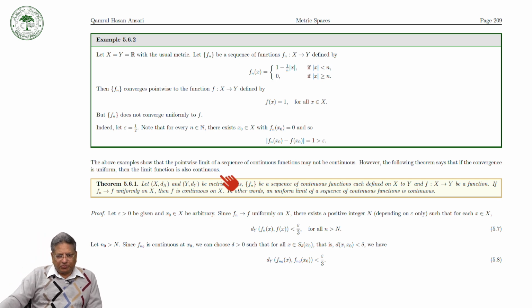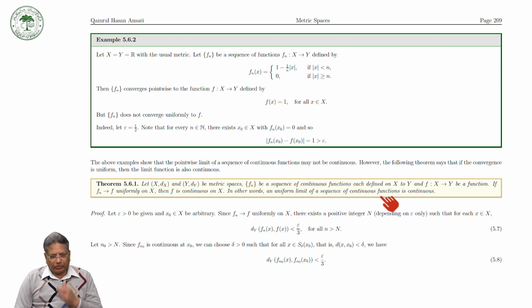We will prove this in the next theorem, which says: let X and Y be metric spaces, Fn be a sequence of continuous functions, each defined from X to Y, and f a function from X to Y. If Fn converges to f uniformly on X, then f is continuous on X. In other words, a uniform limit of a sequence of continuous functions is continuous. Let us prove this. It is a very simple proof, not very difficult.